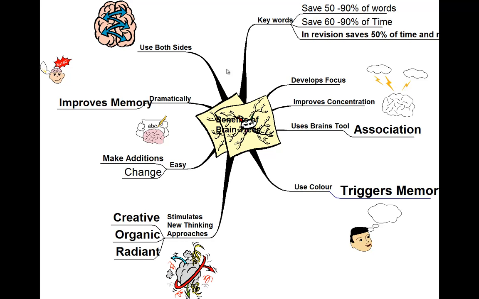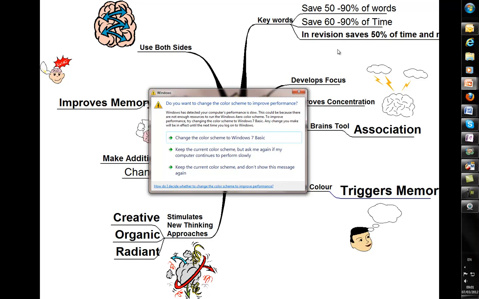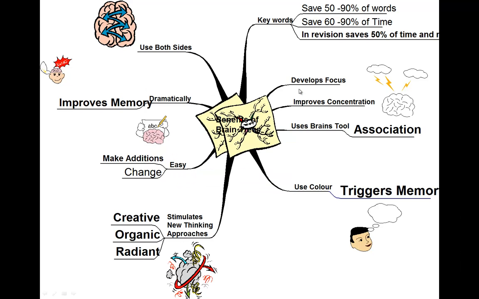Keywords. You save 50 to 90% of the words by using keywords. You save about 90% of time. In revision, it saves you about 50% of time. It develops your focus. It improves concentration. It uses the brain tool of association. It uses trigger memories. When you draw them, it stimulates new thinking approaches, creative, organic, and radiant.